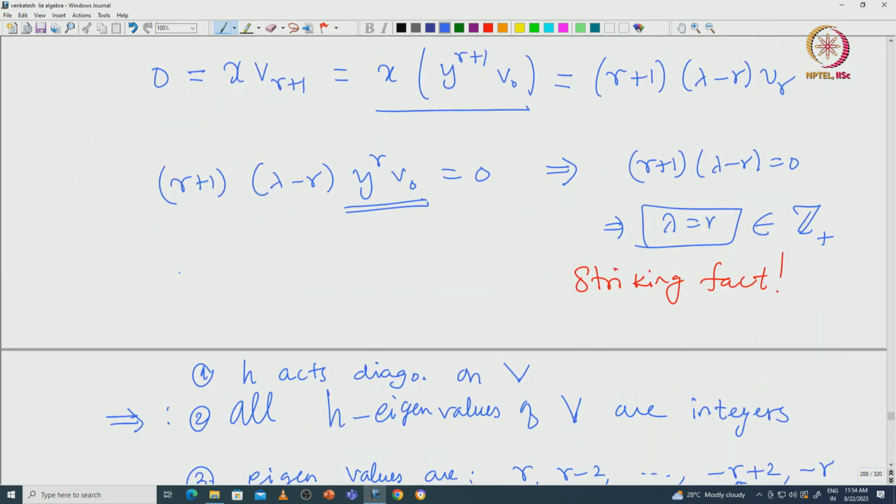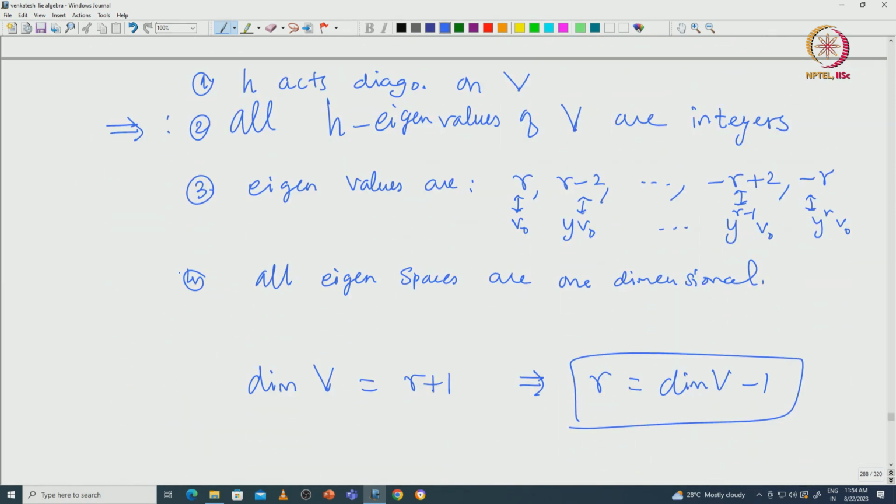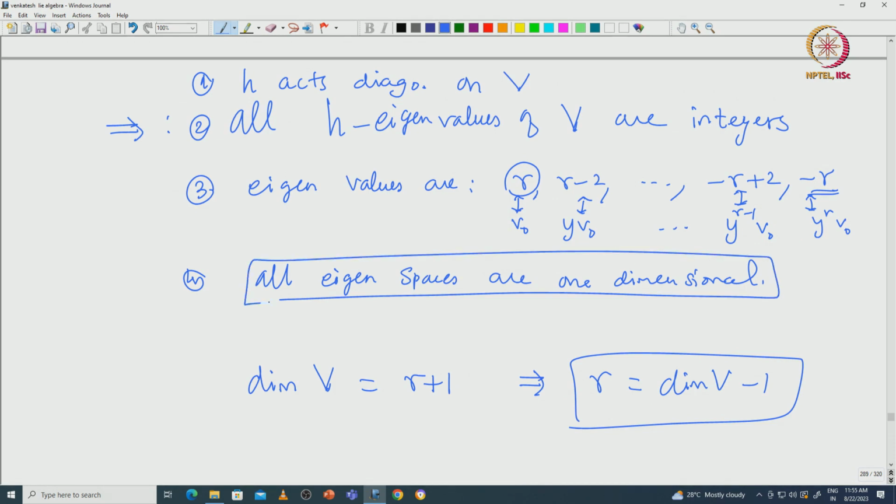And we also observe that the highest weight vector or the eigenvalue, okay, that must be an integer, a non-negative integer, and all the rest of the eigenvalues or the weights of this h decrease by 2. Okay. So, you start with r, every time you decrease by 2, then you reach minus r. Okay. And all the eigenspaces are one dimensional. So, these are all very important consequences of our analysis.